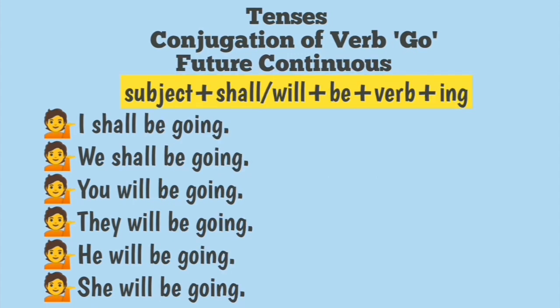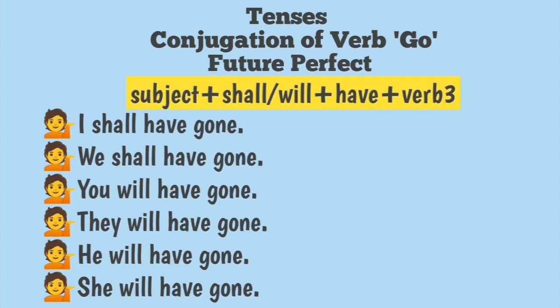Future continuous tense. Sentence construction: subject plus shall or will plus be plus verb plus ing. Examples: I shall be going, we shall be going, you will be going, they will be going, he will be going, she will be going.